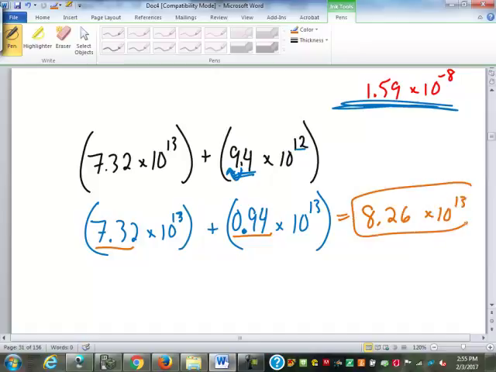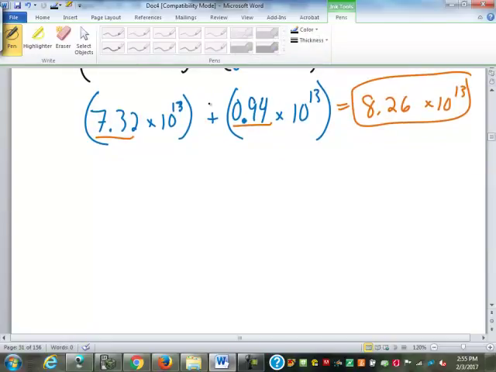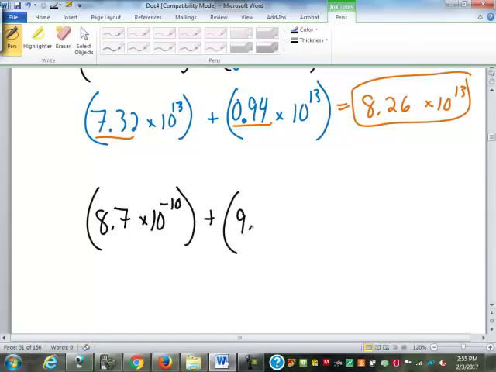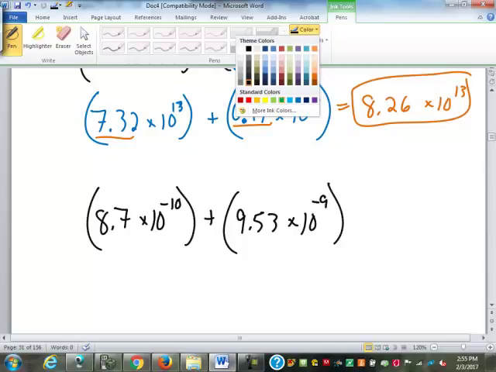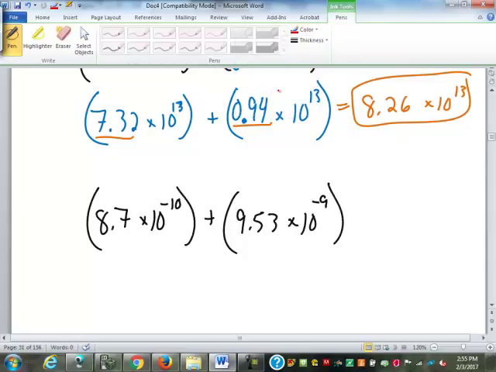times 10 to the 13th. So let's look at 8.7 times 10 to the negative 10th plus 9.53 times 10 to the negative 9th. Which is our larger power of 10? Be very careful, they're negatives. Negative 9. 10 to the negative 9.